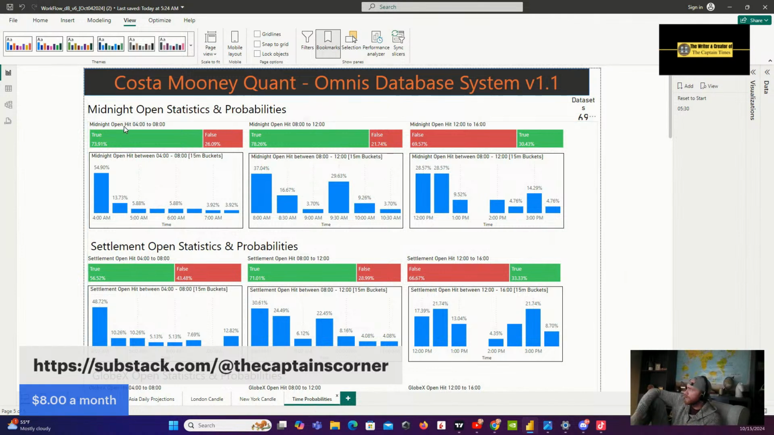So if we look right here, 4 to 8, 73% retracement to midnight. The highest probable time frame between 4 and 8 would be 4 o'clock in the morning. Here is from 8 to 12. We can see that it has a 78% probability. So the highest probable time for us, based off of what Asia and London did, would be to retrace at 8 o'clock or 9:30, right? And so forth and so forth.